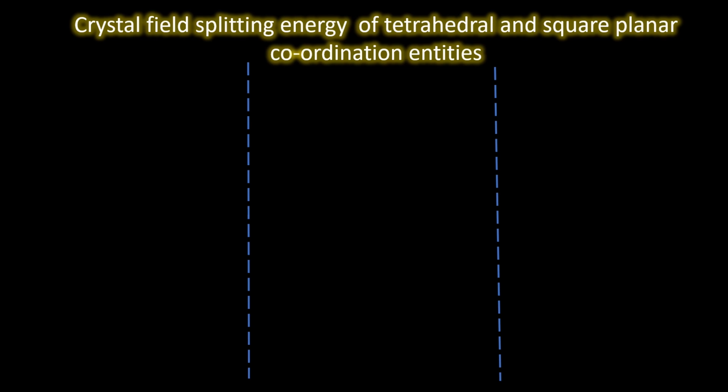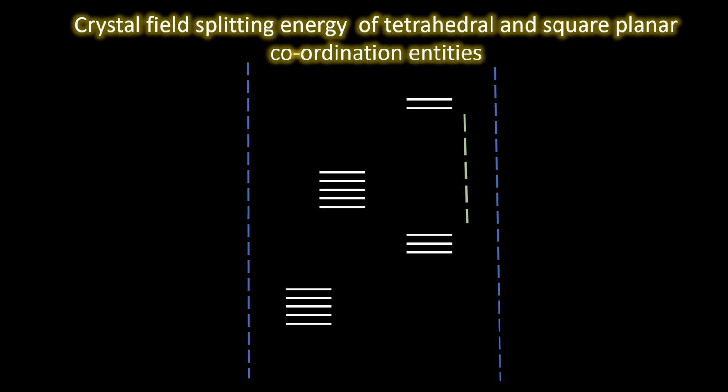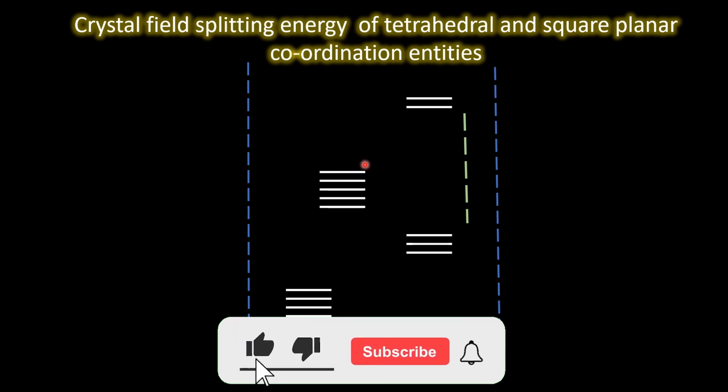We will first recall the energy diagram for crystal field splitting energy in the case of octahedral complexes. In octahedral complexes, there are 6 ligands. This is the ground state of the 5 d orbitals of the central metal atom. This is the excited state.